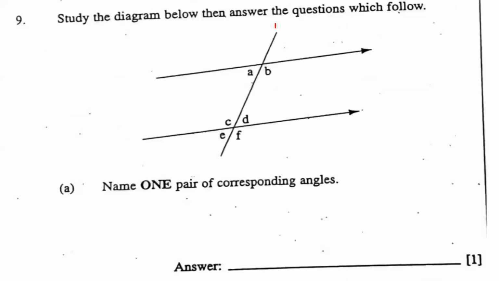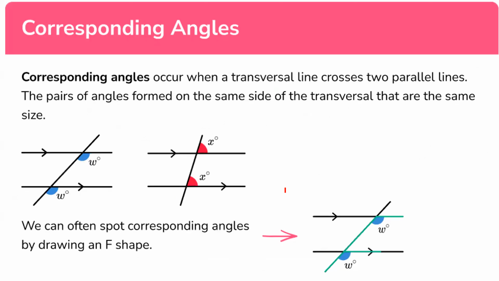Okay, let's move on to the next question. It says, study the diagram below, then answer the questions which follow. Name one pair of corresponding angles. Now, in order to answer this question, we must know what we mean by corresponding angles. And a definition here is given. Corresponding angles occur when a transversal cuts the pair of parallel lines.